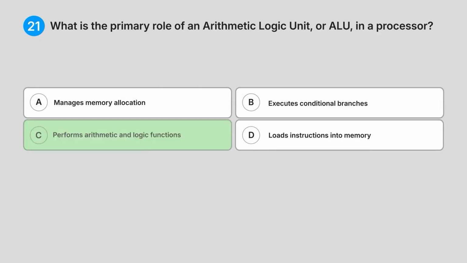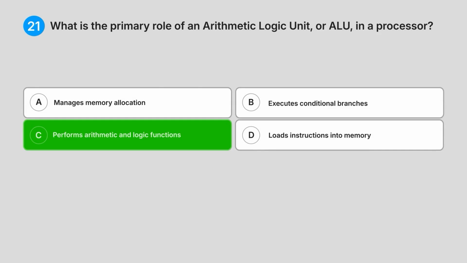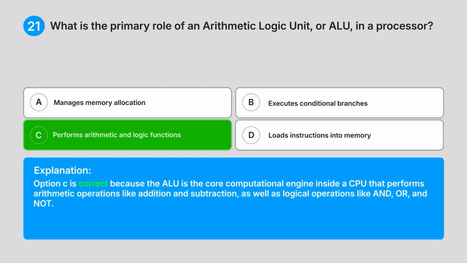Correct answer, C. Performs arithmetic and logic functions. Explanation: option C is correct because the ALU is the core computational engine inside a CPU that performs arithmetic operations like addition and subtraction, as well as logical operations like AND, OR, and NOT.